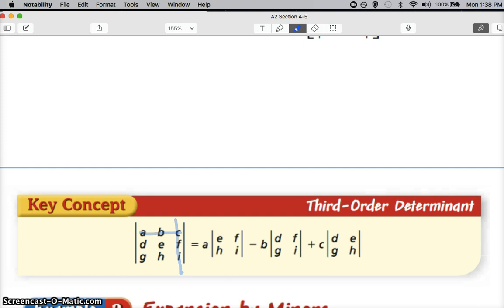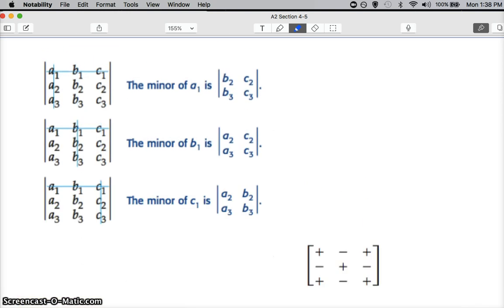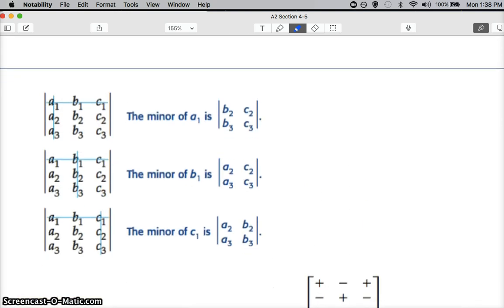So this is one method of actually doing it. We call it expansion by minors. And what this image shows us is that very thing. A minor of A would be this piece here. The minor of B sub 1 would be these guys that are left uncovered. And the minor of C sub 1 would be these guys that are left uncovered.